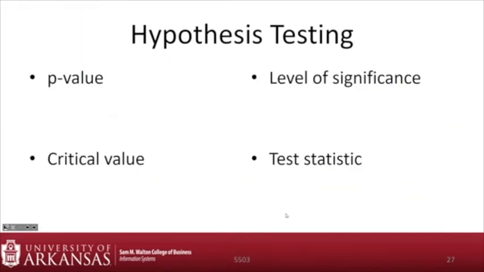Alright. What else do we have left? Some more vocabulary. Let me see if you guys know some more vocabulary. P-value. What is a p-value? Probability that the null hypothesis is true given the observed result. Yes. So it's the probability that our null hypothesis is true.